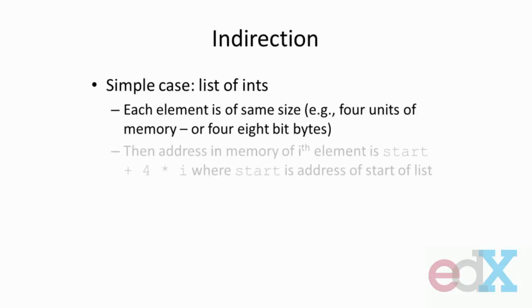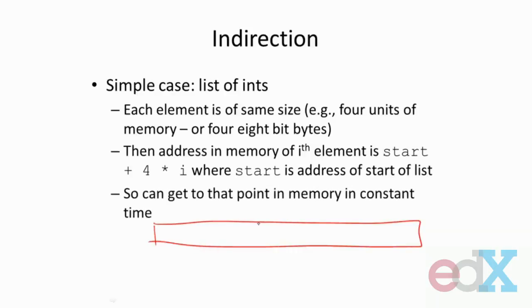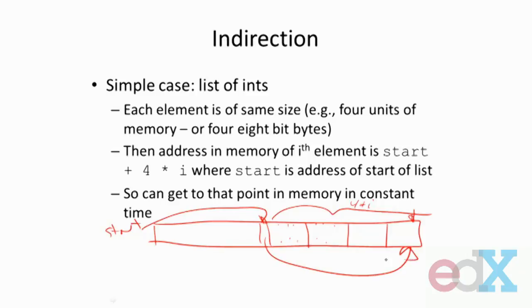If that's the case, then the address in memory of the ith element is easy to find. If this is my memory, and right here, that's where the list starts. So start points to that element in memory. Then, if I'm breaking up my memory into 4 units at a time, then the location of the ith element, I can actually compute. I want to get to start, and then I want to take 4 times i to get out to the location of the ith element. So start gets me to here, and adding 4i gets me up to that element. I can basically compute exactly where to go to get to the beginning of the ith element.